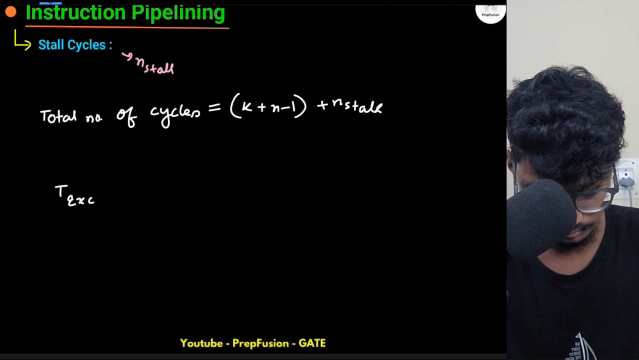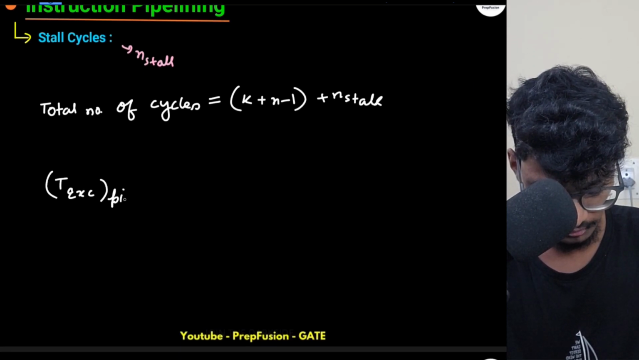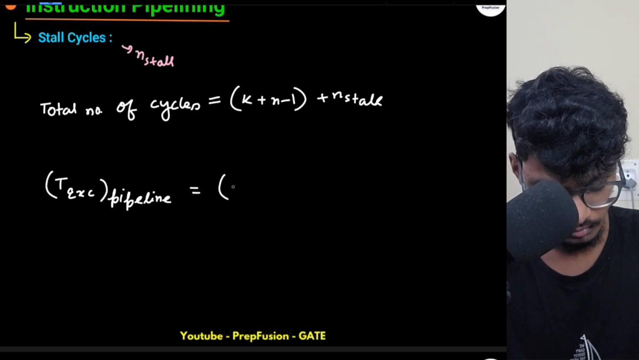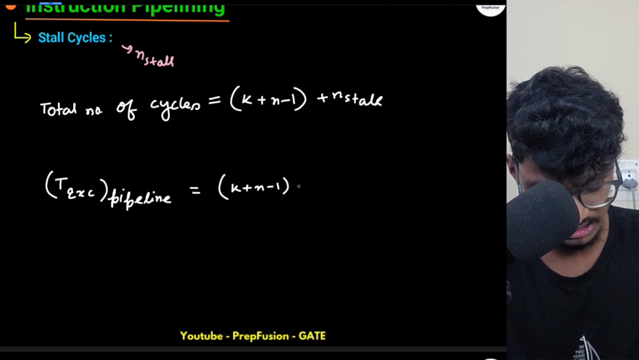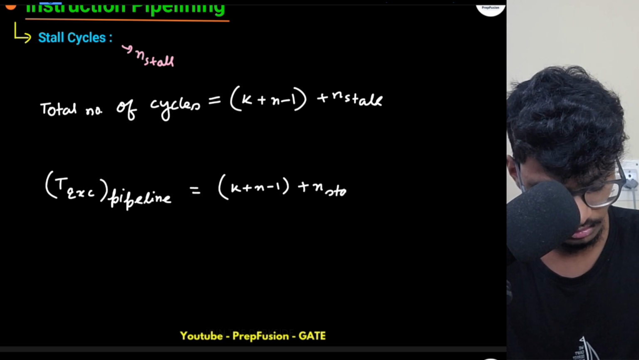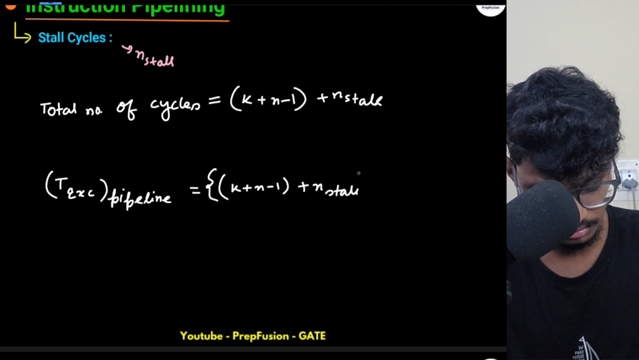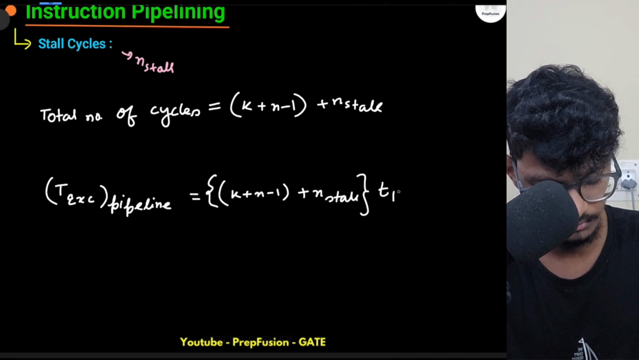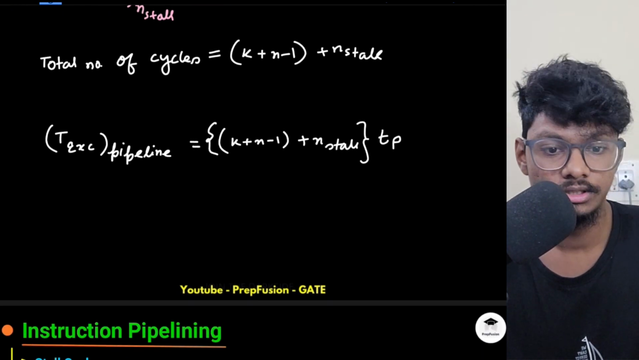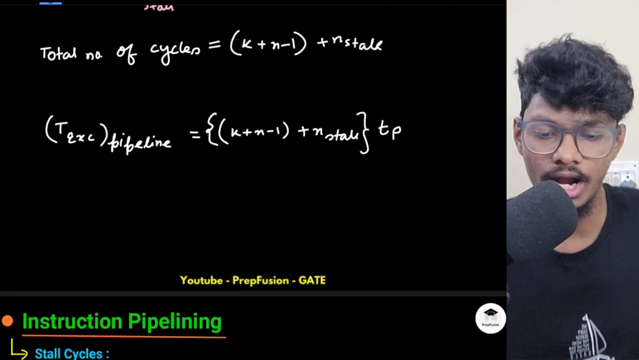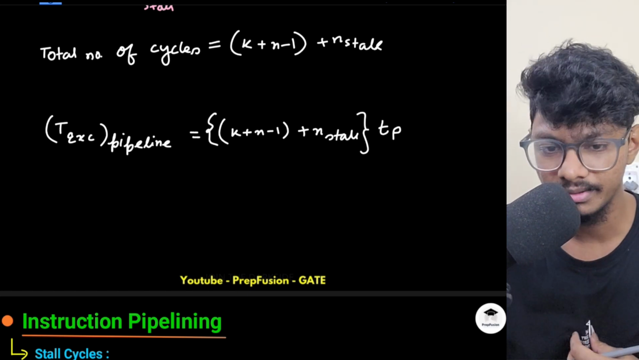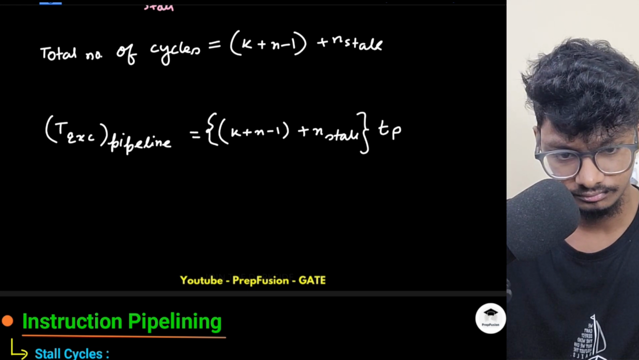T execution of the pipeline. It is simple, right? It will be basically the total number of cycles minus 1 plus n stall, multiplied by TP. That's it. So there is a formula that you can remember, or it's okay if you don't remember it as well.